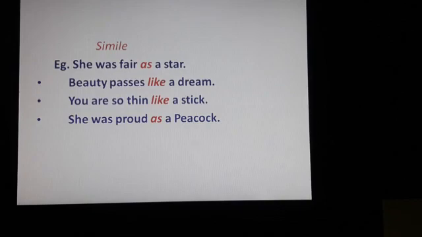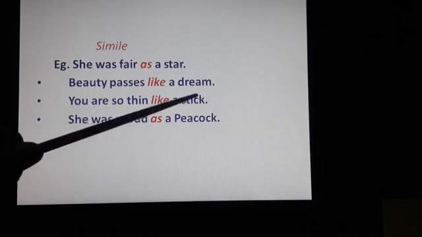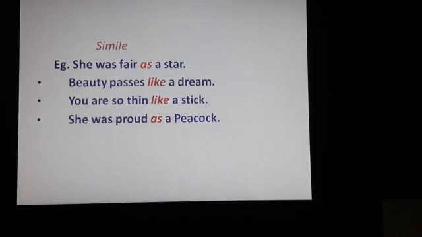Third example, you are so thin like a stick. You, the person, and stick. You see, you can't compare. However, they have one thing in common, the thinness. Maybe she is very thin. Also the word like is used here. So it's a simile.